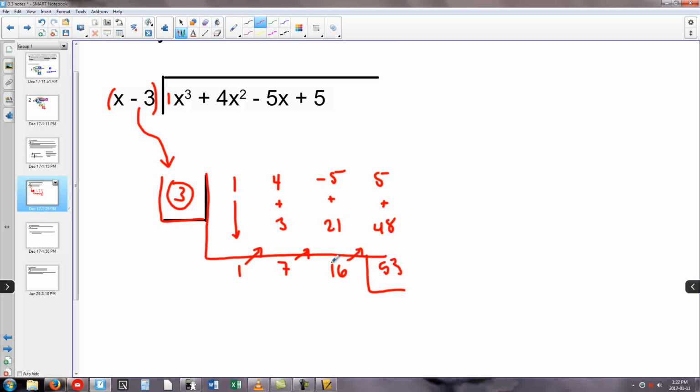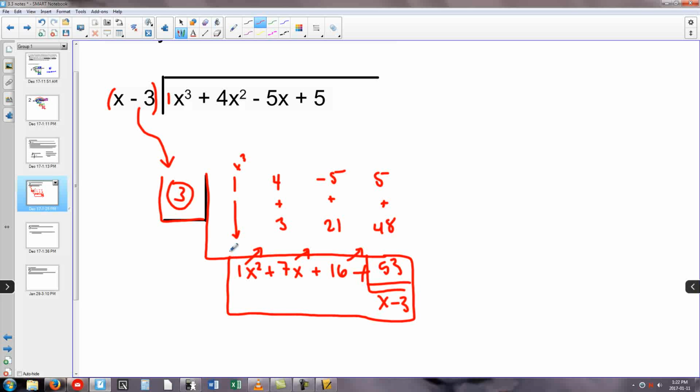Well, because this was an x cubed and I just divided by an x, I know that this is now an x squared term. The 7, the next term would be the x term, and the next term would be my constant. So x squared, x, constant. You might say, well, what's the 53? Just like the 53 has the bar under it, 53 becomes the remainder, plus 53 over x minus 3. This right here becomes my whole answer.